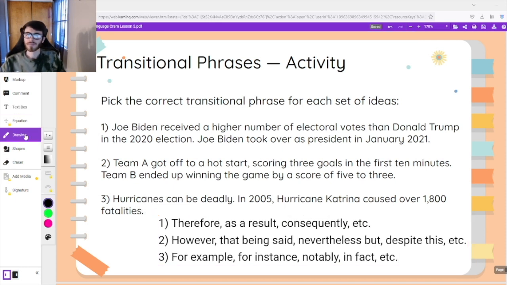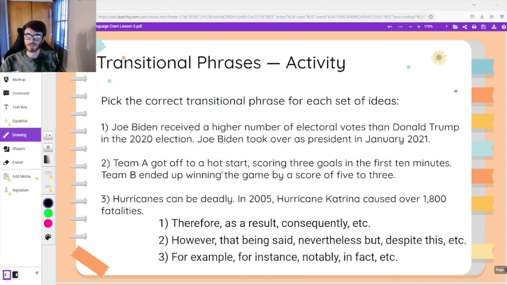So for the first one, Joe Biden received a higher number of electoral votes than Donald Trump in the 2020 election. Joe Biden took over as president in January 2021. This is a cause and effect relationship, right? The first one is the cause, and the second one is the effect. Because Joe Biden received a higher number of votes, that's the reason that he took over as president. So you could use therefore, as a result, consequently, and maybe some others, right?